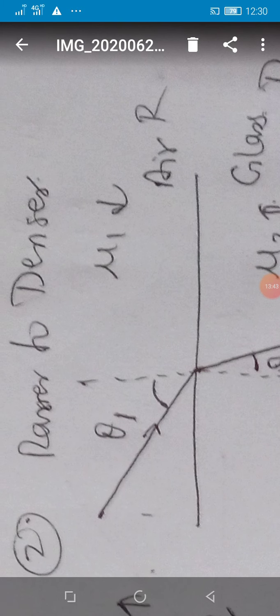Just by this simple concept, you can write the whole law of Snell's. Now you see the second case. Here light is made to travel from rarer to denser. Now mu1 is rarer, student. Mu1 is rarer means the value of mu1 is less than mu2. Again you see the product mu1 sin theta 1. So if mu1 is less, theta 1 has to be higher than theta 2. So this means theta 2 is less. So what is the meaning of theta 2 less? It is moving towards the normal, bending towards the normal.